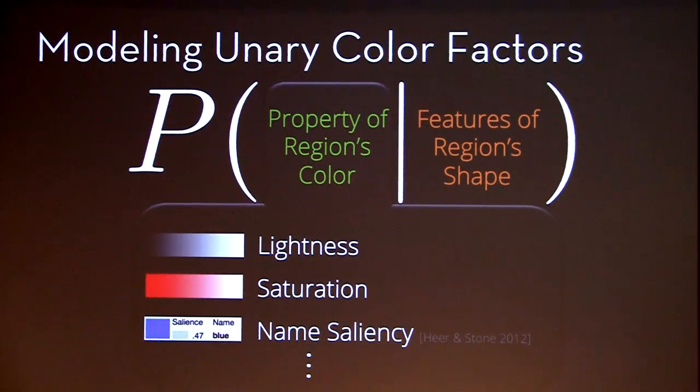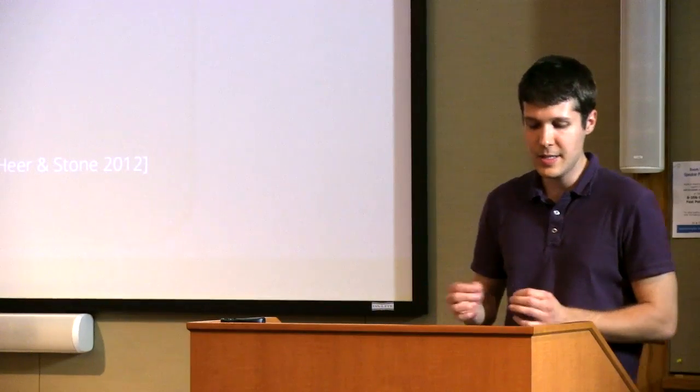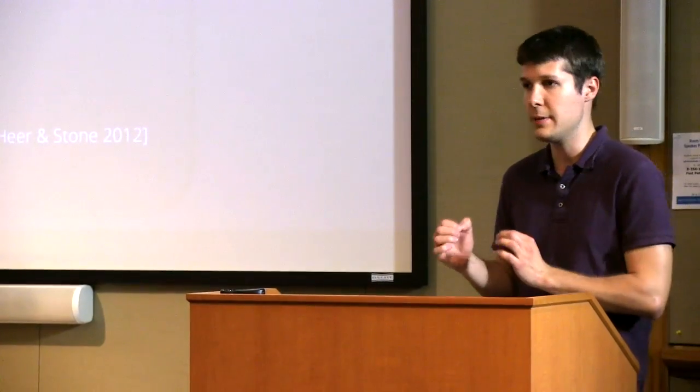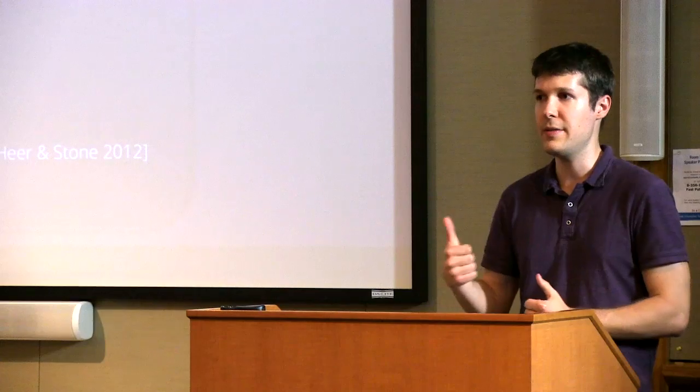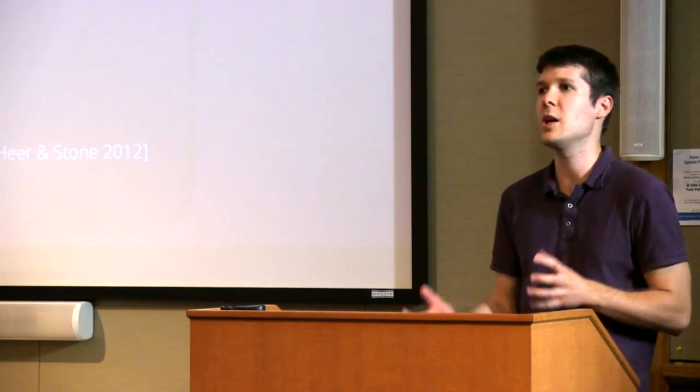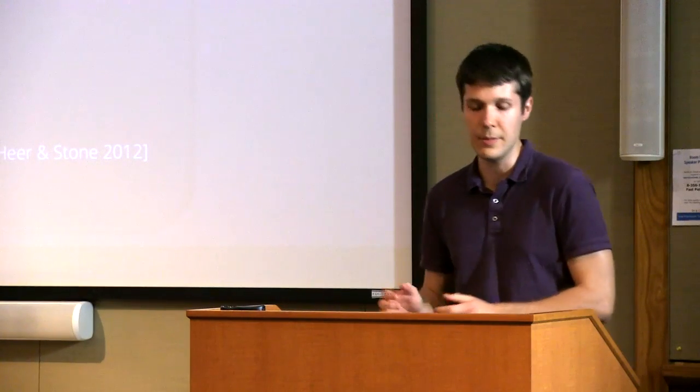There's an interesting property we use called name saliency, which was developed by some of our colleagues at Stanford, which is a measure of how reliably a color is named. And it's designed to kind of reflect how instantly recognizable a color is. So if there's one color that, say, everyone in the world calls red, that will have a very high name saliency. But if there's another color that some people call red and some people call maroon and some people call burgundy, then that will have sort of a lower score.